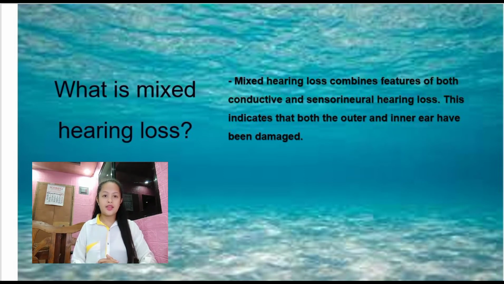What is mixed hearing loss? Mixed hearing loss combines features of both conductive and sensorineural hearing loss. This indicates that both the outer and inner ear have been damaged. The outer ear cannot adequately conduct sounds to the inner ear, and the inner ear cannot filter sounds to send to the brain. The sensorineural component, inner ear, is normally consistent, although the conductive component, outer ear, is not always. Many people with combined hearing loss describe sounds as very quiet and difficult to understand.